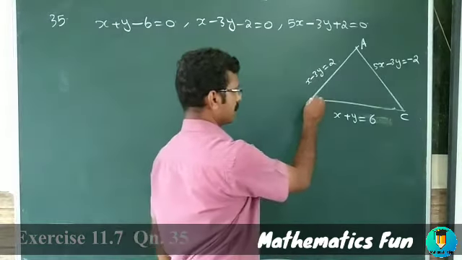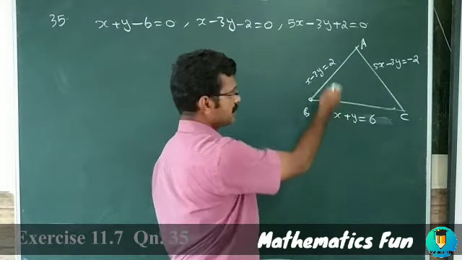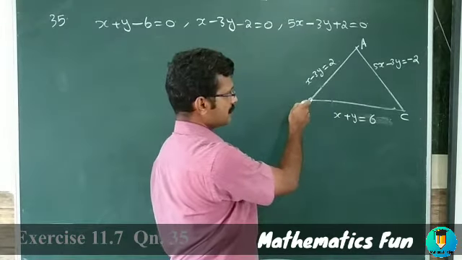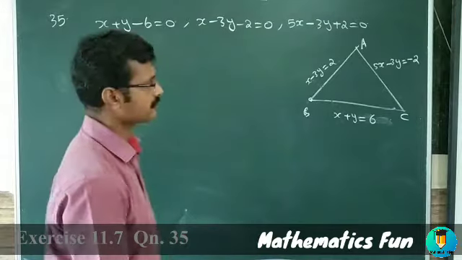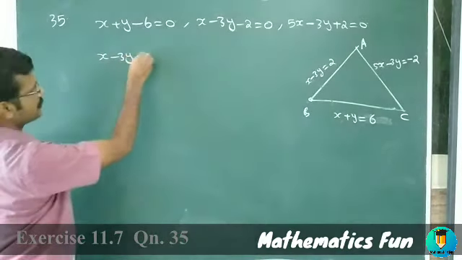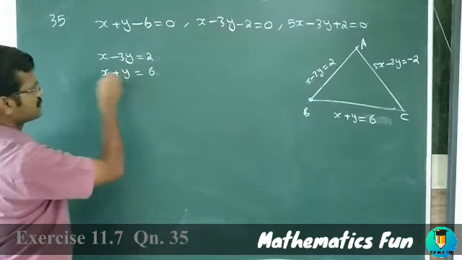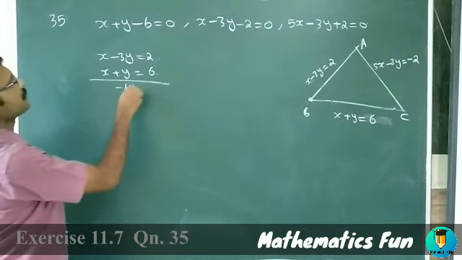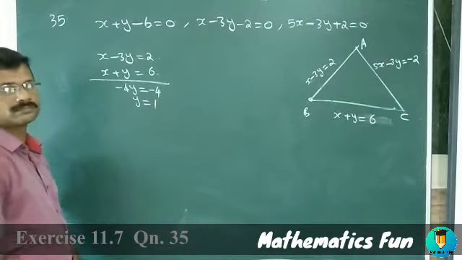If you want the coordinates of B, we have to solve these two lines. Since these two lines are intersecting here, we will solve these two lines simultaneously, then we will get the point B. So first of all, I am solving those two lines. x minus 3y is equal to 2, x plus y is equal to 6. I am subtracting it. Minus 4y is equal to minus 4. y is equal to 1.